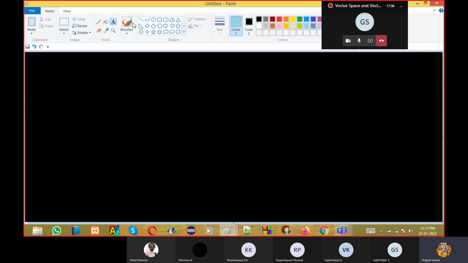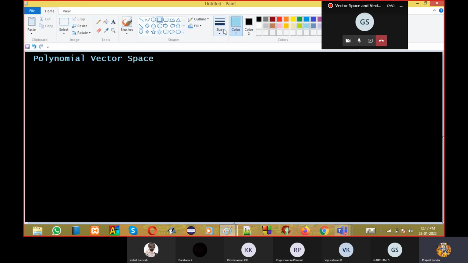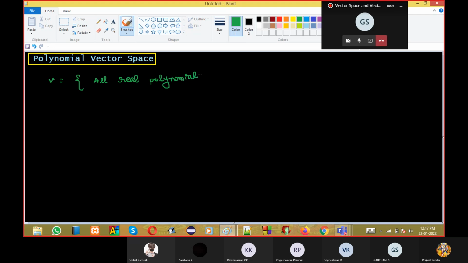The heading is polynomial vector space. Here I'll prove all the 8 properties properly, as a revision of last class, so that people who didn't see the last recording can also follow. I'm giving vector space V as all real polynomials of degree less than or equal to d, and I'm saying the field is R, and I'm asking whether it's a vector space or not.